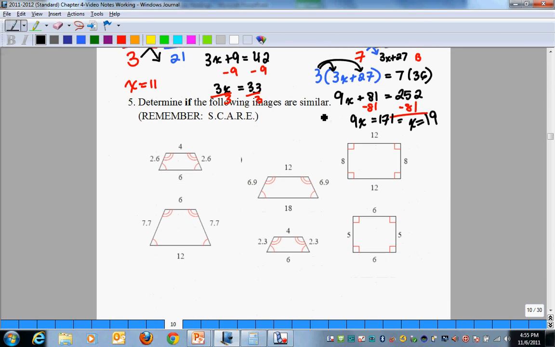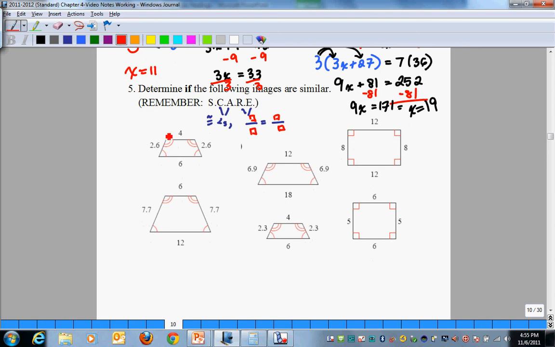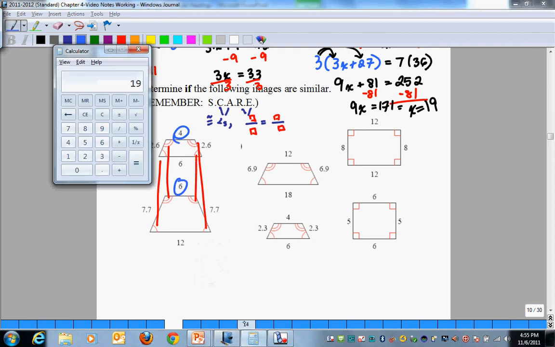So we want to determine if the images are similar. Remember, similar means we're going to have congruent corresponding angles. So I'm going to write congruent angles and ratios which are equal. So our ratios must be equal. So we're going to check for both in all 3 scenarios. Okay, so the first one, we can see that we have angles equal. Let's check the ratio. 4 to 6.